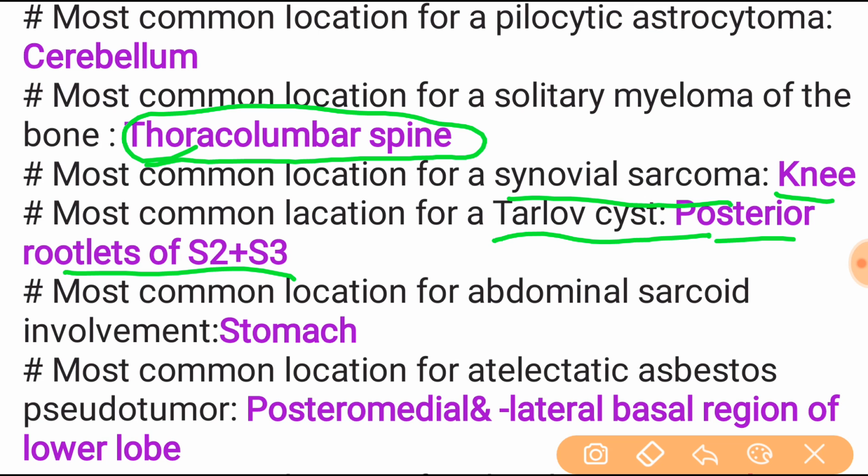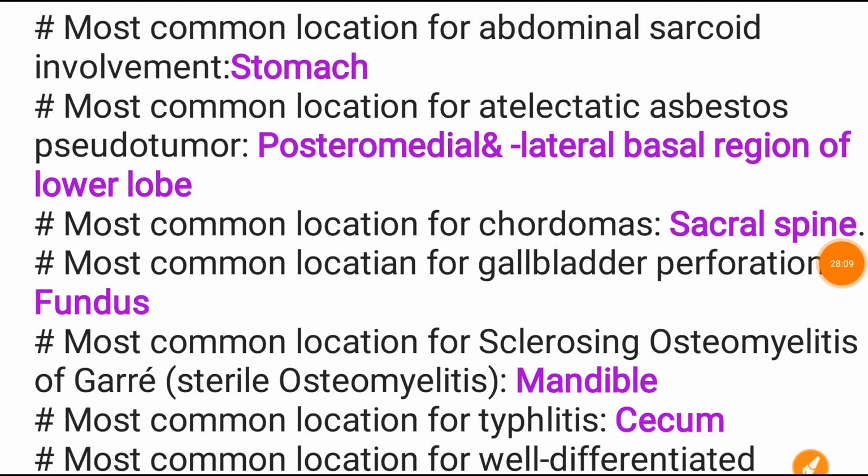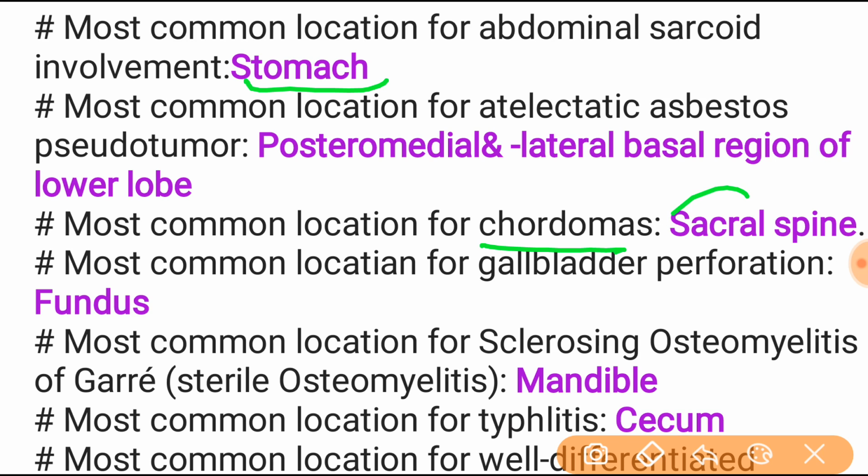Most common location for the abdominal sarcoid involvement is the stomach. Most common location for the atelectatic asbestos tumor is the posterior medial lateral basal region of the lower lobe. The most common location for the chordomas is the sacral spine.